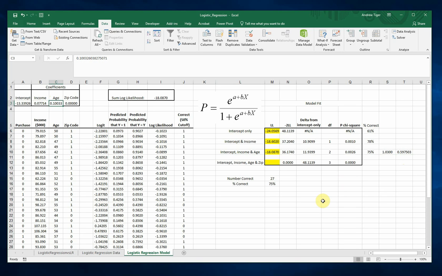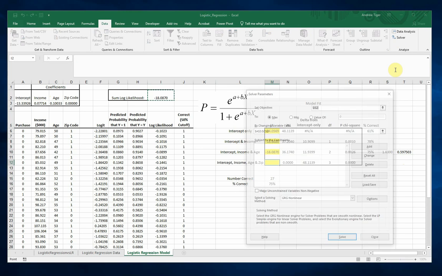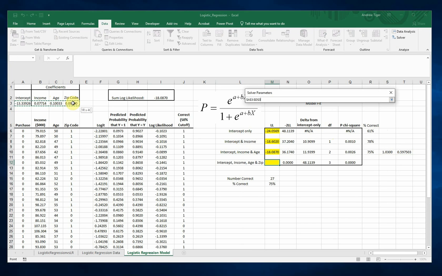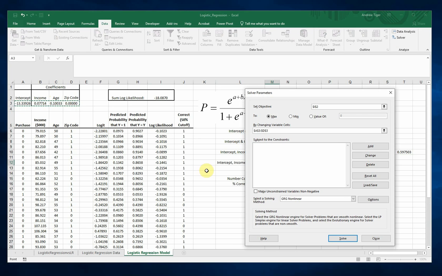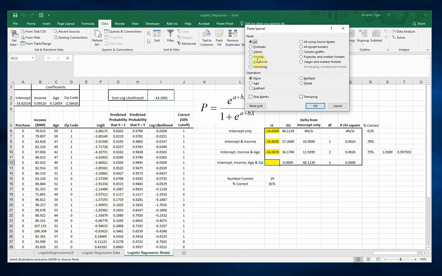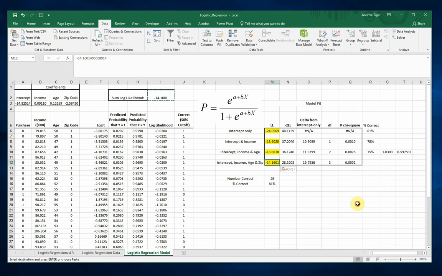Well, let's just keep going and do the third one. This is how we kind of ended the first video. Let's use all of them. Data Solver. I'm going to grab all of these and hit Solve. And again, another huge jump. Another huge jump. And my percent correct went up again.